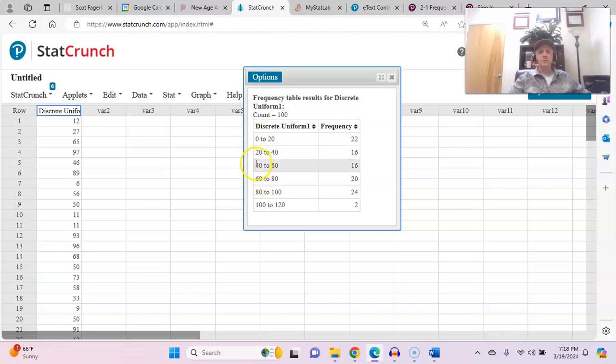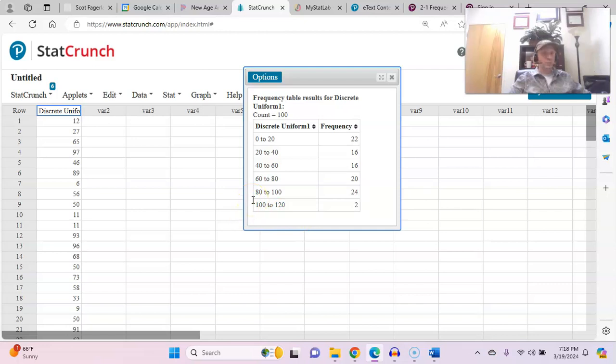Or 60 minus 40, which is 20. Since these classes should all have the same width, you should be able to subtract any consecutive pair. 80 minus 60, 120 minus 100, if you want to subtract the upper class limits, but the difference will always be 20.